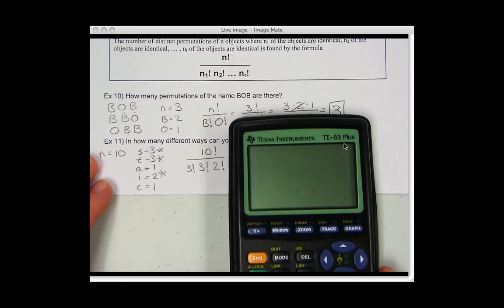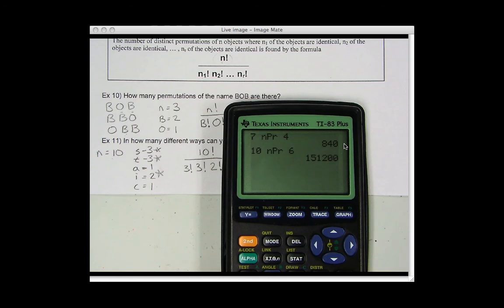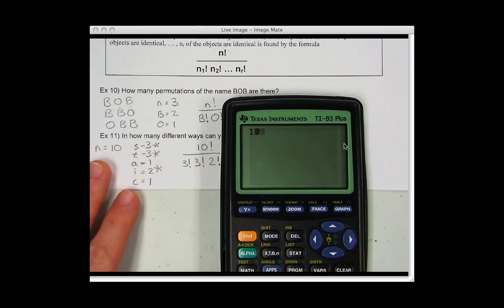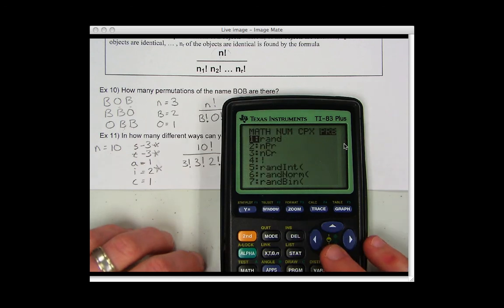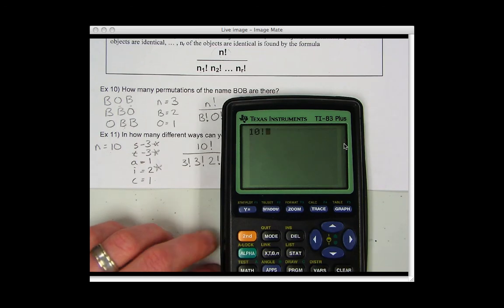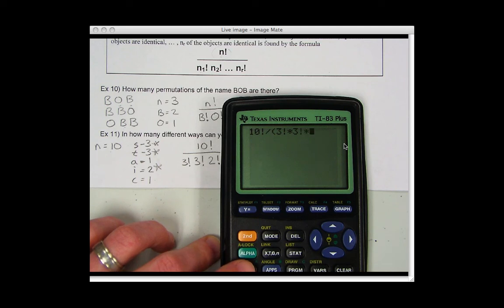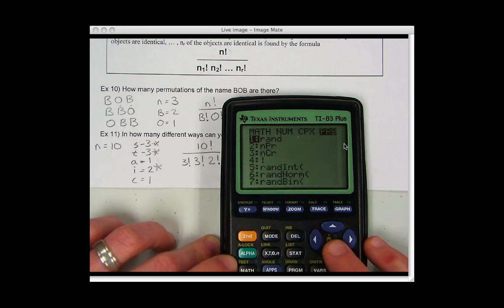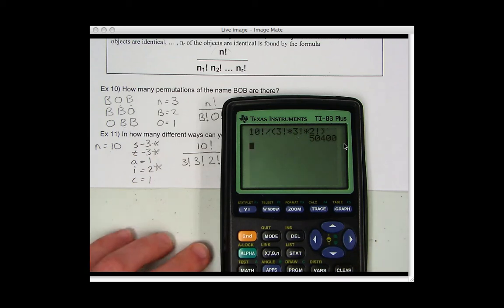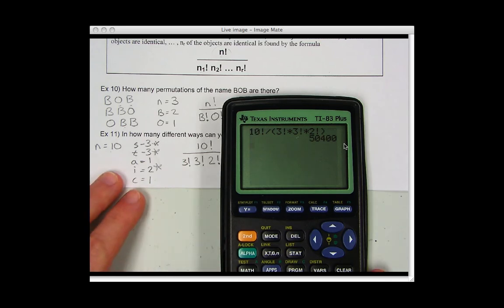So let's give that a try here. We have 10, math PRB, factorial, divided by, I'm going to put this in parentheses, 3 math PRB factorial times 3 math PRB factorial times 2 math PRB factorial, and hit enter. And we get 50,400.